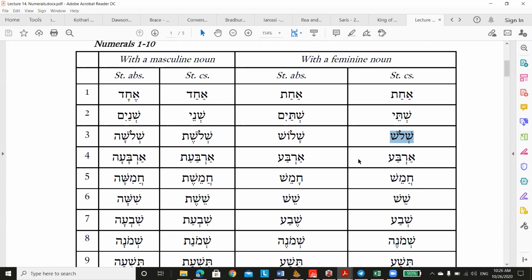Okay, let's try to practice. For example, I want to say 5 daughters. How should I say? Hamesh bat. But bat is singular. Yeah, okay, good. So bat is singular. Banot. It's better to put it in plural. Yes, hamesh banot, sorry.